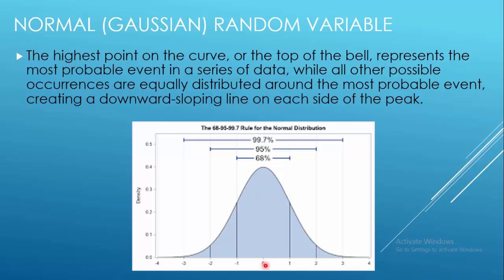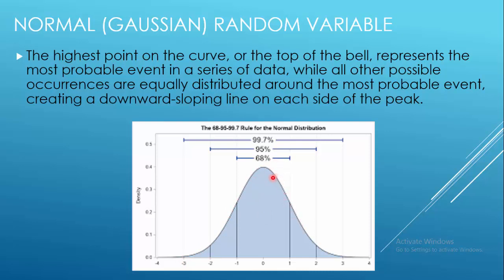So the value over here, 0, is representing the average or mean value, and this peak over here is representing the most probable event. Why this mean is 0 and what these values 1, -1, -2 are representing, we will talk about later. Here we just try to understand what is the meaning of this shape.